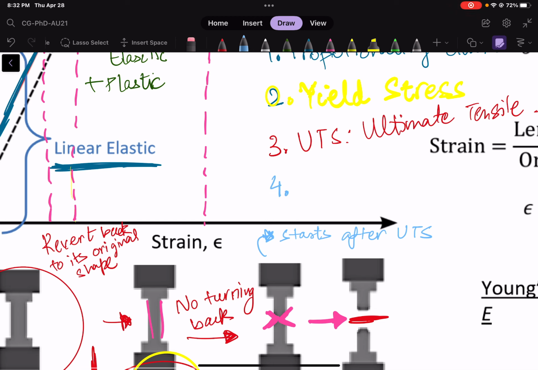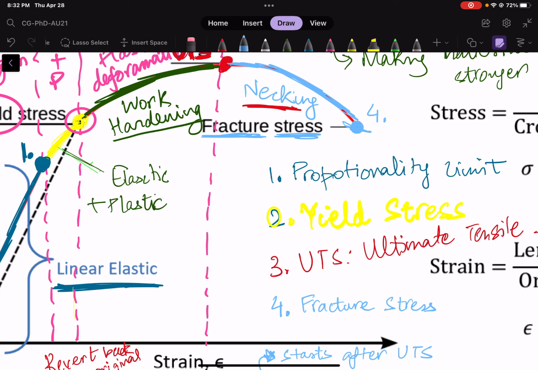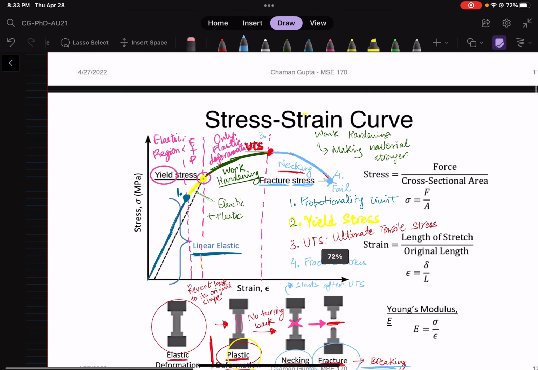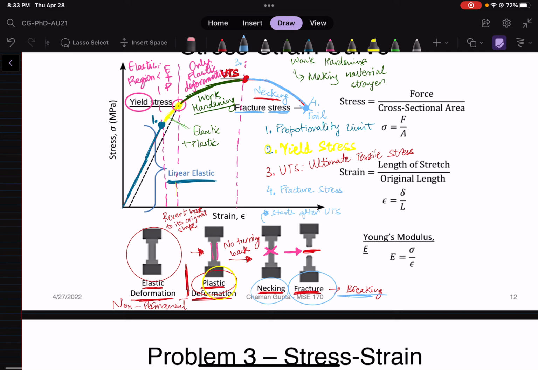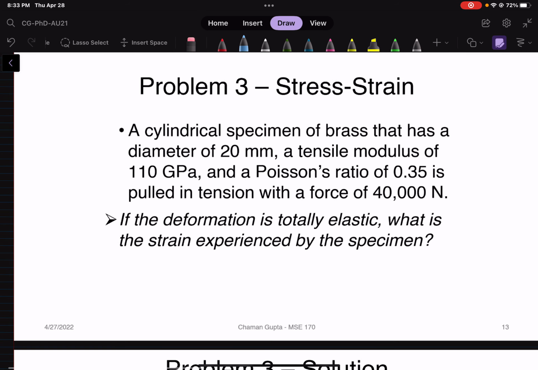So here your point 4 is your fracture stress, which means fracture is breaking. Your material will break apart. It will fail. It won't be able to be one single material anymore. So this is a very, very important fundamental diagram of the stress strain curve. Let's try to solve a problem and see how we can approach this.